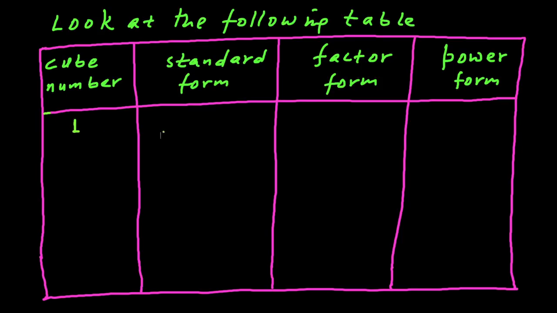One. In standard form it is one. In factor form, one times one times one. Cube number two, in power form, is one to the power of three. Next, cube number: in standard form, eight. In factor form, eight is two times two times two.